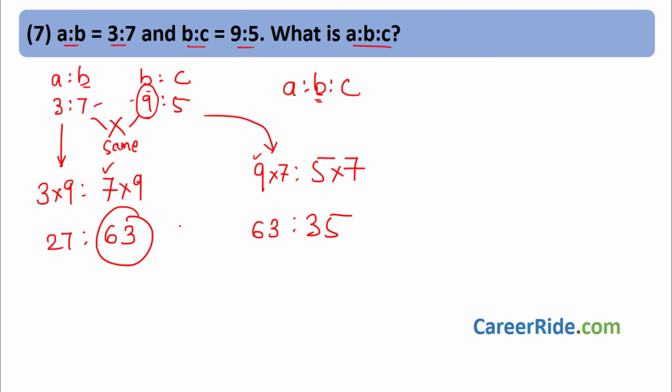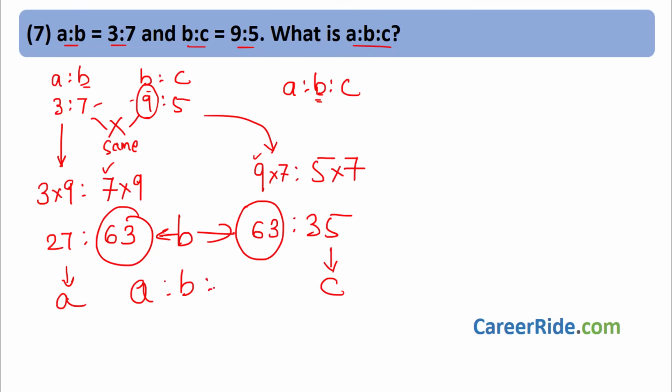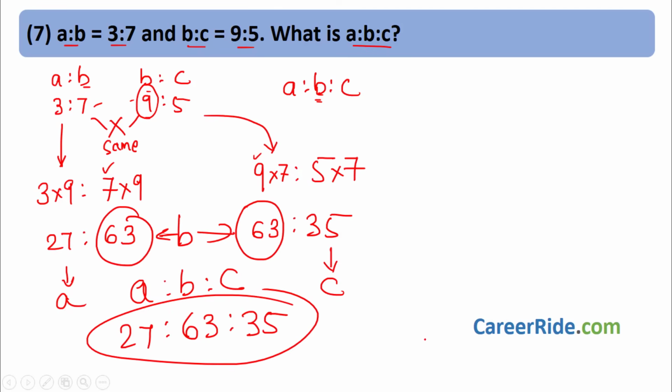Now we have the values of B as same, correct? So we can write this is A's value, this is C's value. So A is to B is to C is nothing but 27 is to 63 is to 35. See how easy it was, you just have to make the values of B common or same.